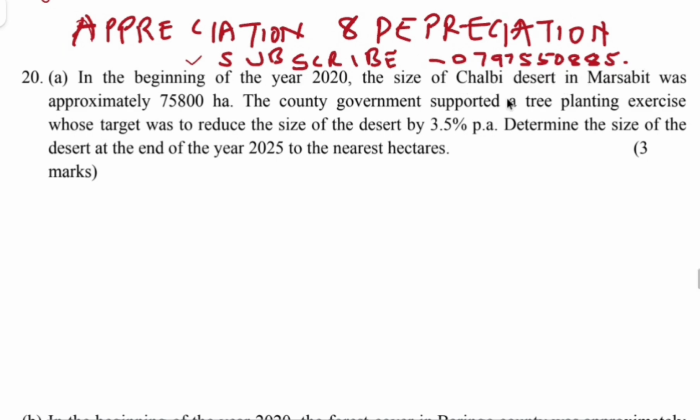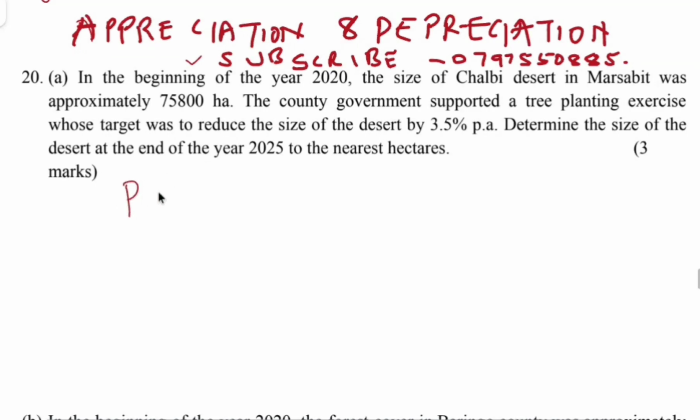Question 20A. In the beginning of the year 2020, the size of Chalbi Desert in Marsabit was approximately 75,800 hectares. The county government supported a tree planting exercise whose target was to reduce the size of the desert by 3.5% per annum. Determine the size of the desert at the end of the year 2025 to the nearest hectare. So hii yamaanisha kuna hii size ya desert ili depreciate.